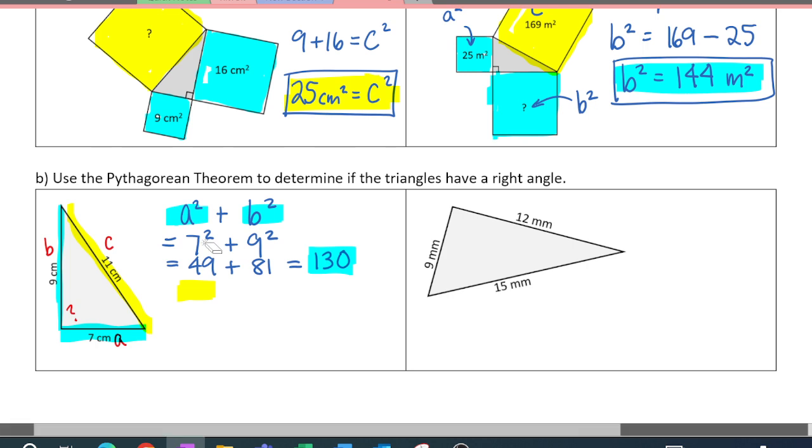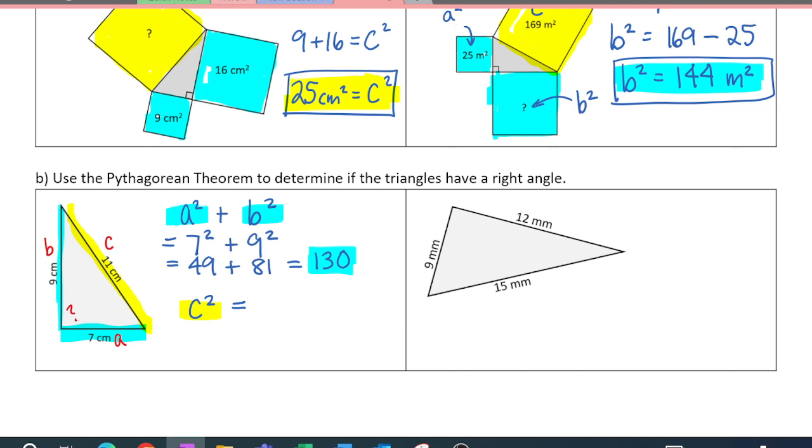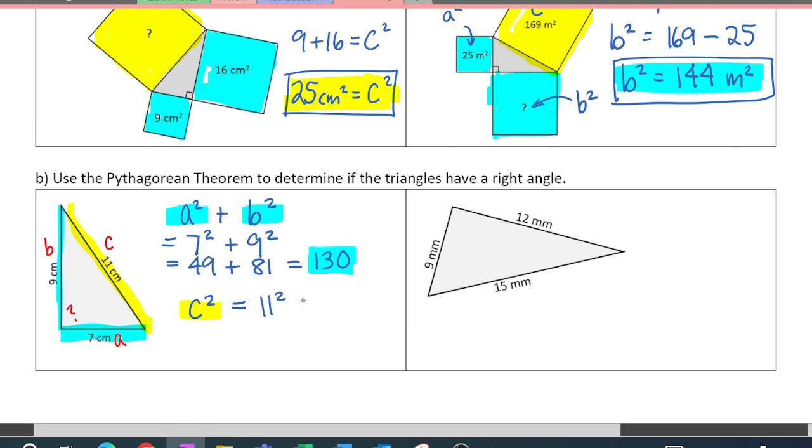Now I'm going to give myself a little more room. Now let's do c squared and see if it equals 130. If it does, then I've got a right triangle on my hands. If it doesn't, that means the Pythagorean relationship does not work for this triangle and we don't have a 90-degree angle. So let's see. c squared would be 11 squared. 11 times 11 is 121. So because these two are not equal, a squared plus b squared does not equal c squared. That means this is not a right triangle.